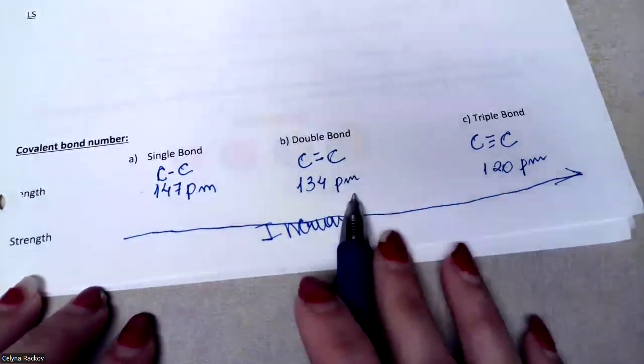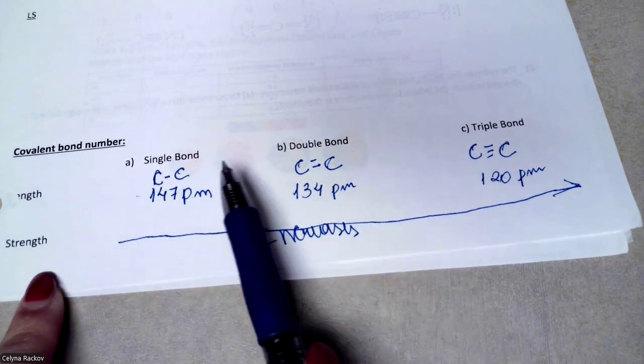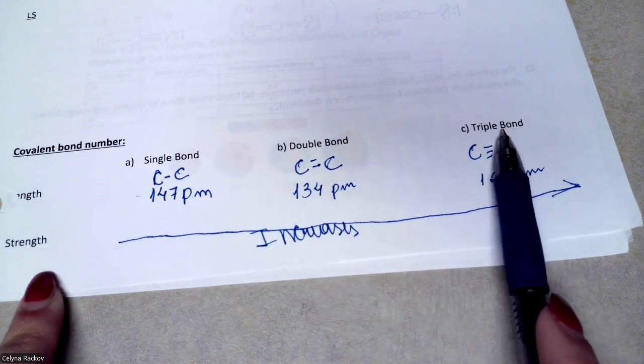Hey guys, so here is chapter 8. So, covalent bond number: you have a single, double, or triple bond.